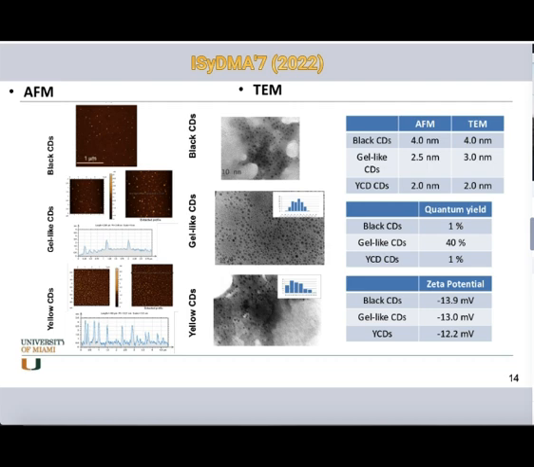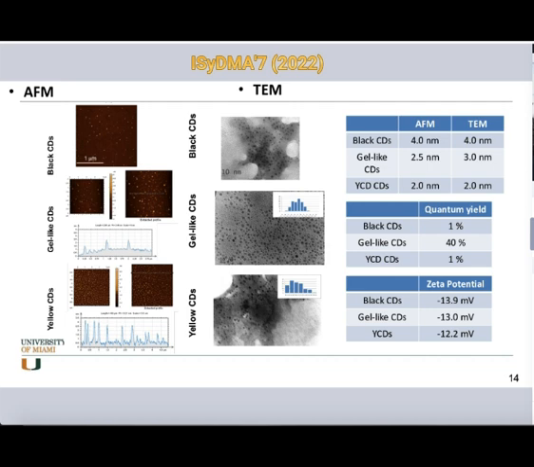I talked to you about the zeta potential. As you can see for the next three that I mentioned, black, gel light, and also the one with the benzene tetra amino group, we have a negative zeta potential.